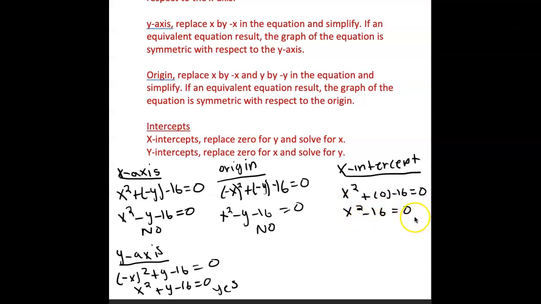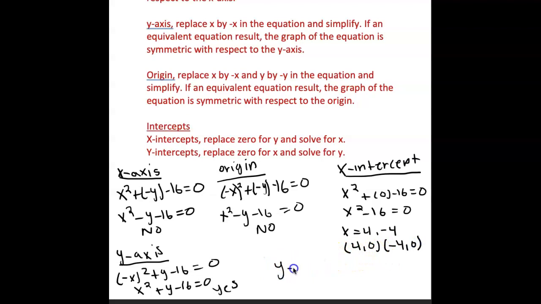I can move the 16, then square root both sides, and it's going to be plus or minus 4. I could also factor this using the difference of squares. So when I get my answer, I'm going to have 4, comma, negative 4, which is x equals 4, x equals negative 4. Write it as a point: 4, 0, and negative 4, 0.